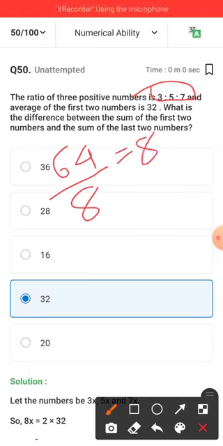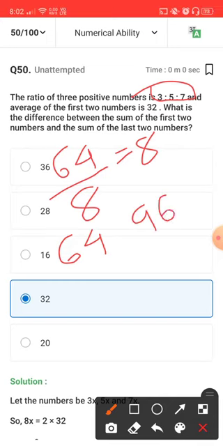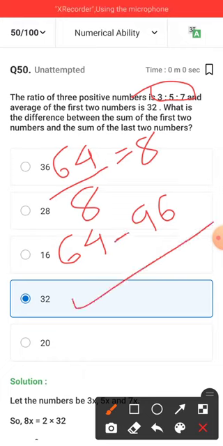So one part is 8. So 3 plus 5, 8 into 8, 64, the sum of first 2 numbers. And the last 2 numbers, 7 plus 5, 12, 12 into 8, 96. So what is the difference between sum of the first 2 numbers and the sum of the last 2 numbers? 96 minus 64, 32.